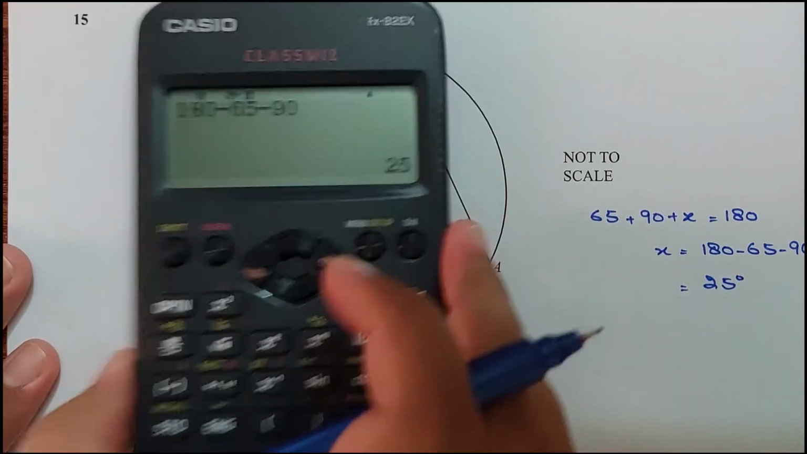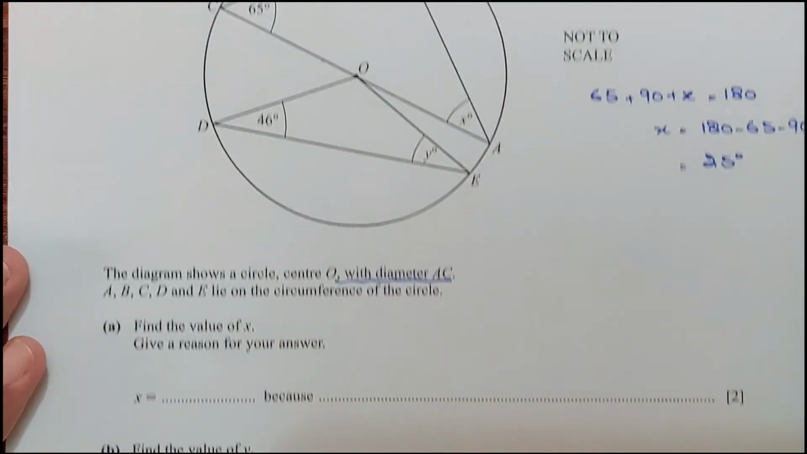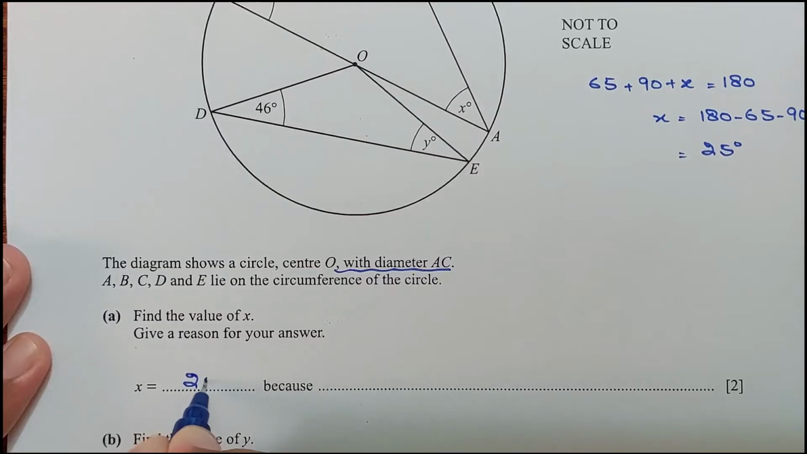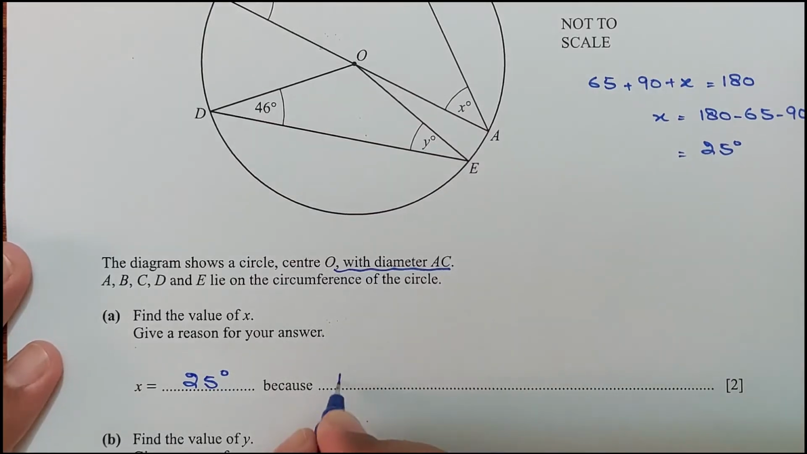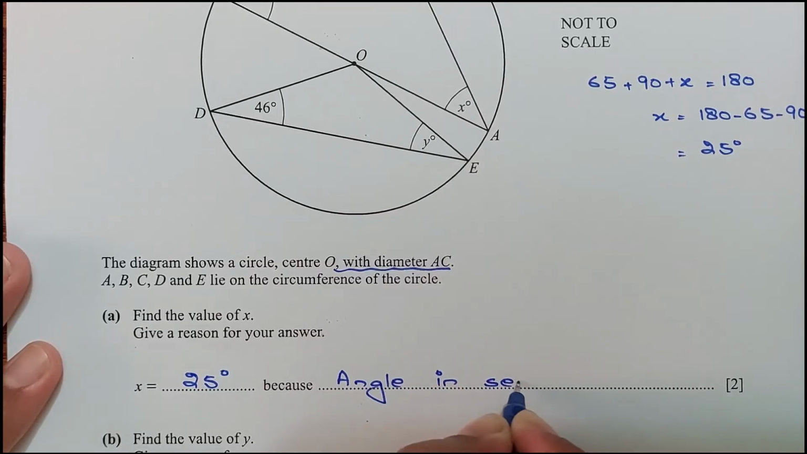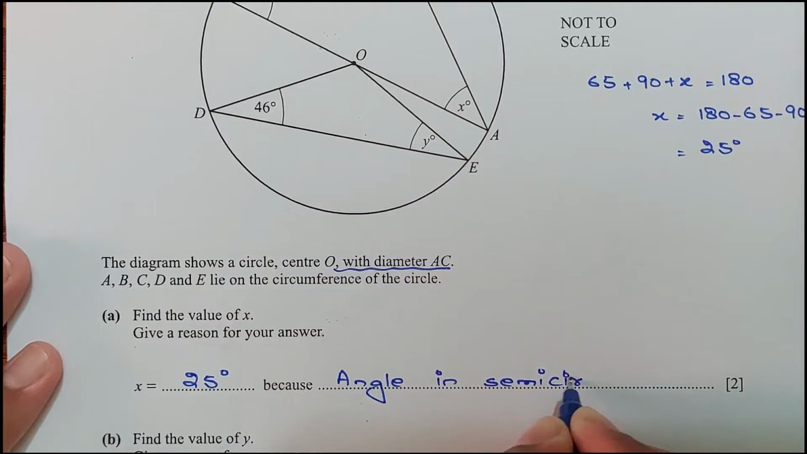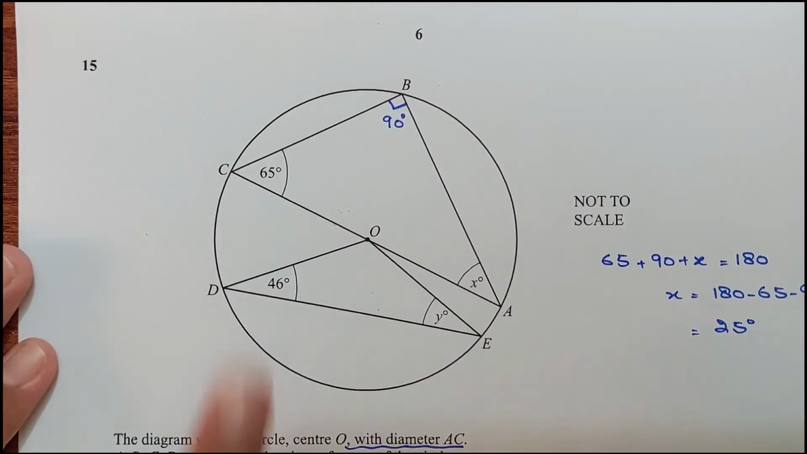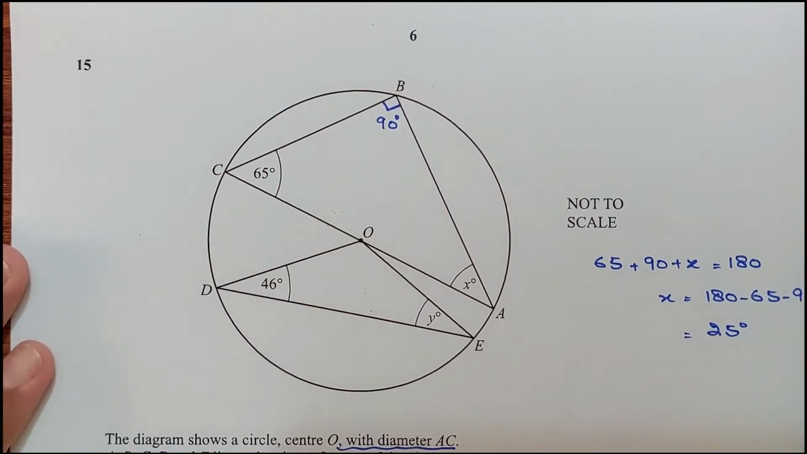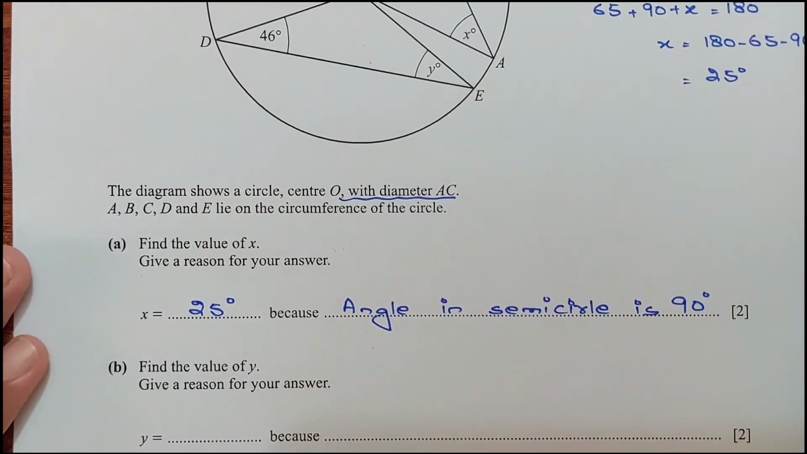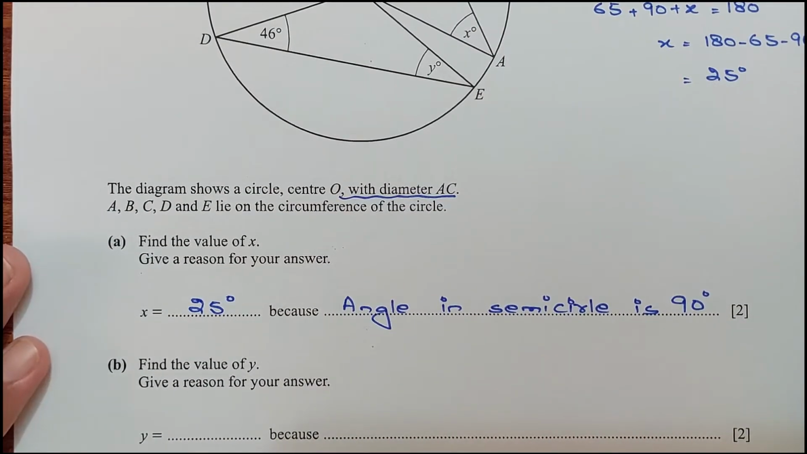X is 25 degrees, and let me write it down. We have to give the reason: the angle in a semicircle is 90 degrees. Right, so this is a semicircle. Angle in a semicircle is 90, or you can say that the triangle over the diameter is a right triangle, right? Now for part B, find the value of y, give a reason for your answer.